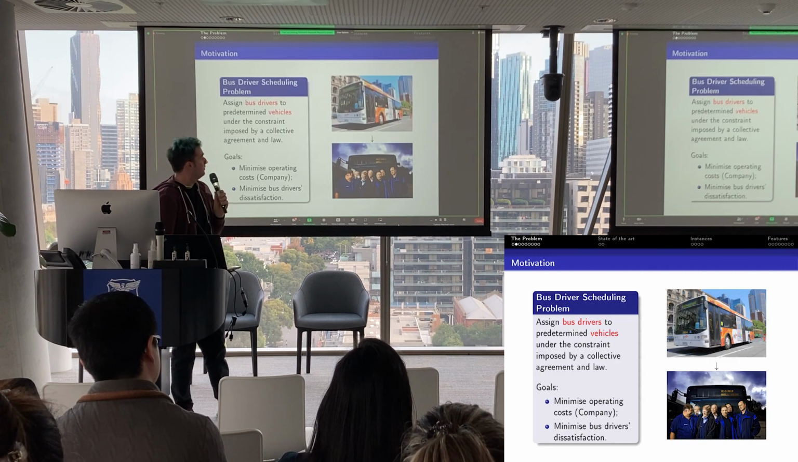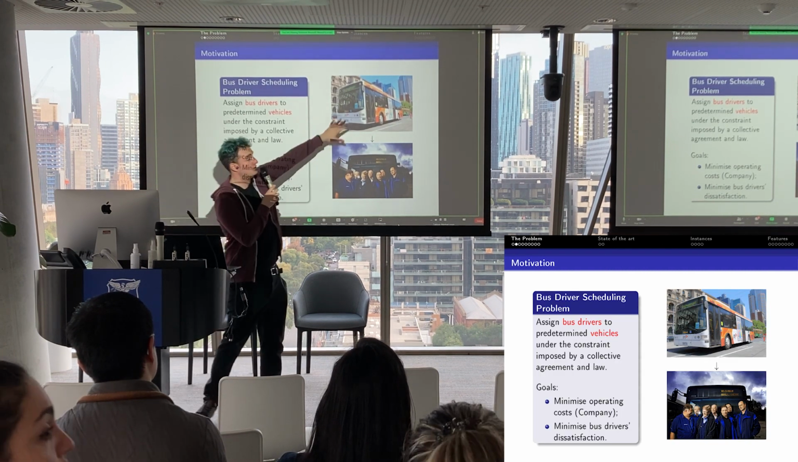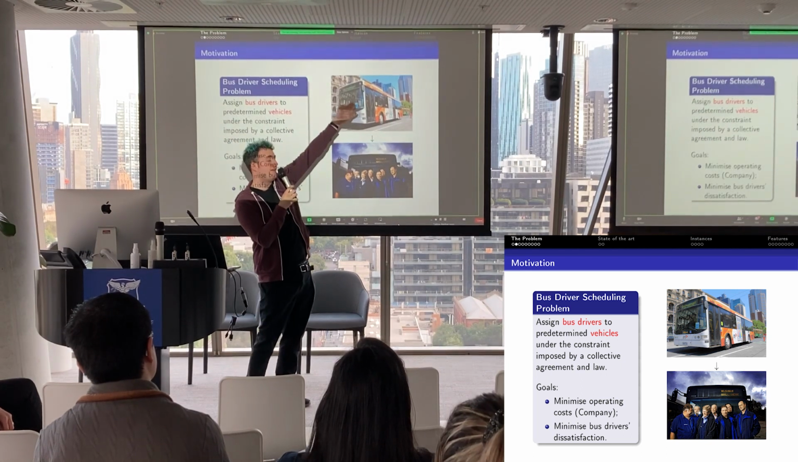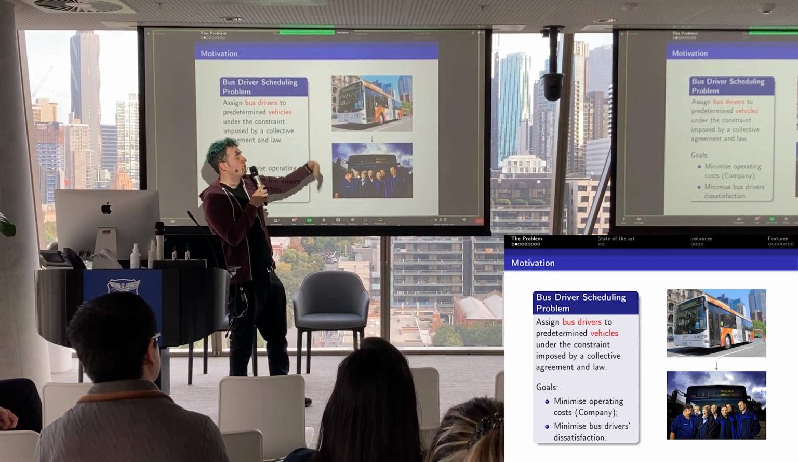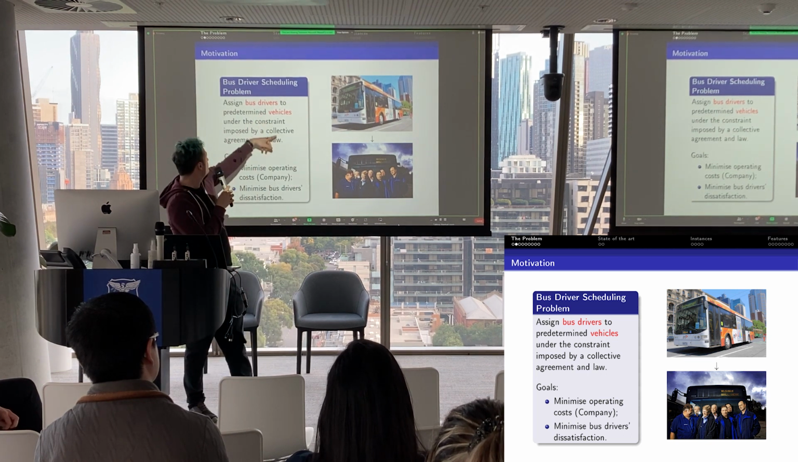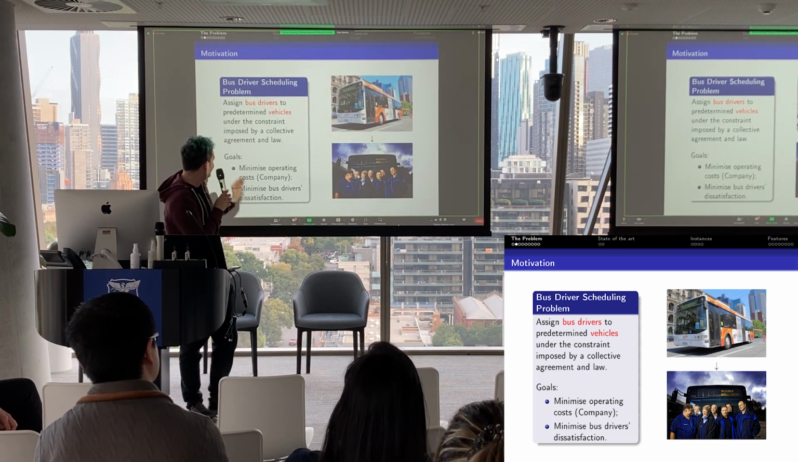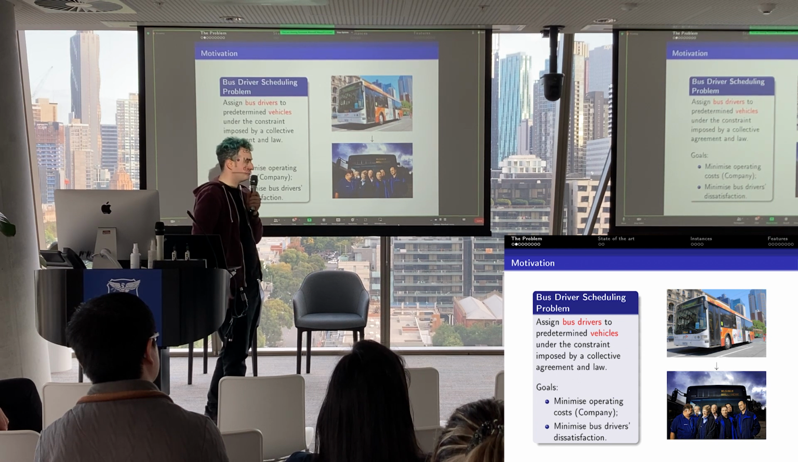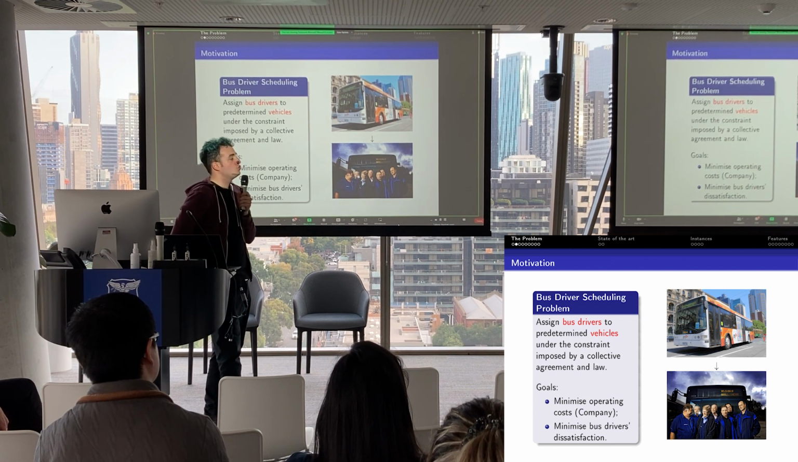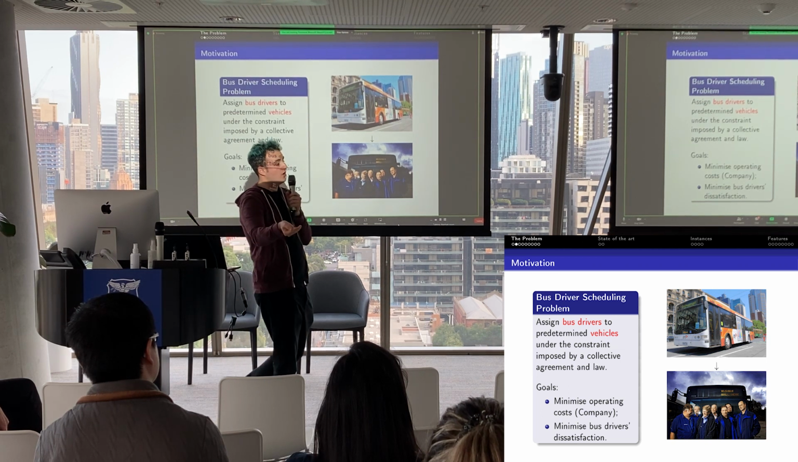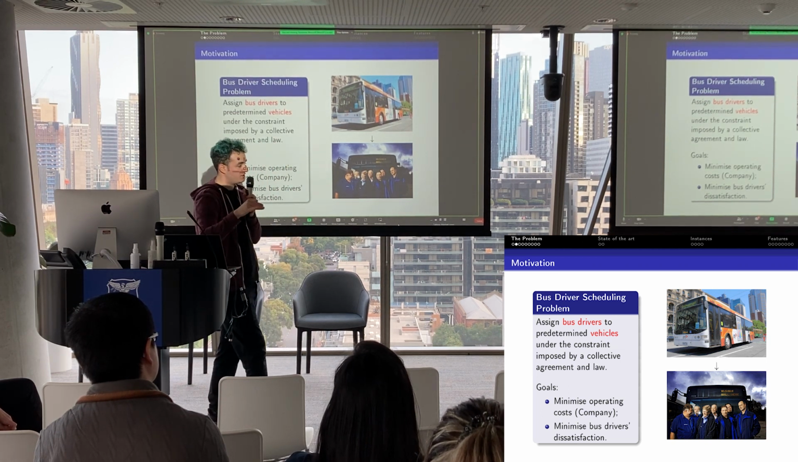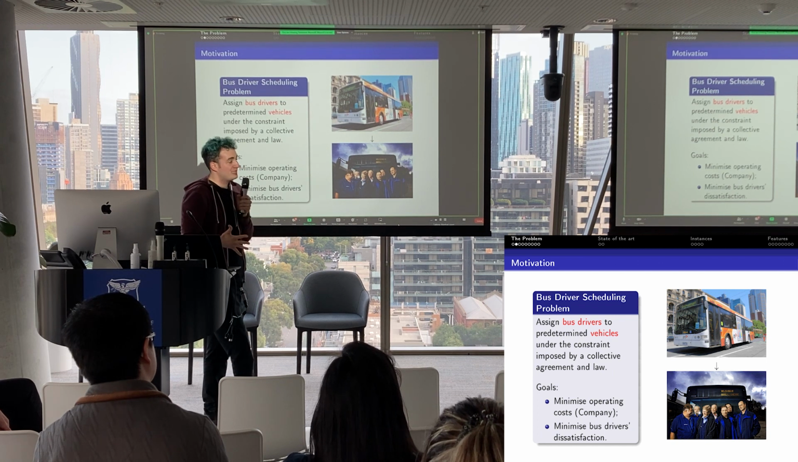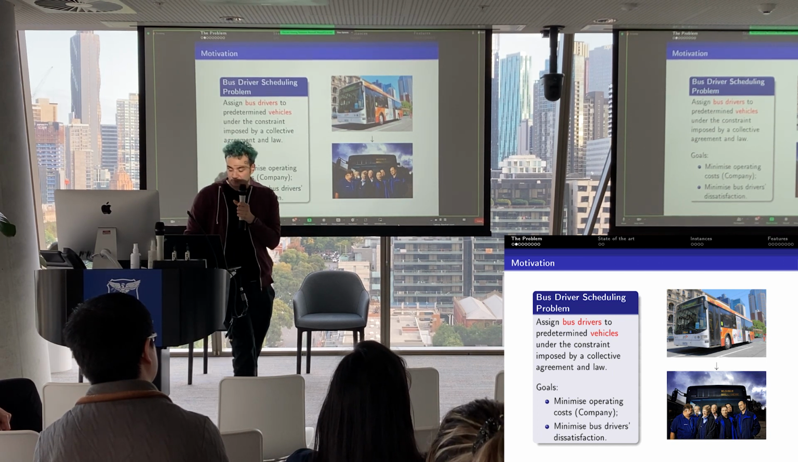In particular, we have a set of bus vehicles and a set of employees, of drivers, and we want to assign every vehicle to a driver. This is an optimization problem, so we want to do it in an efficient way, and of course we want to respect the laws and the collective agreements. We have essentially two goals. On one hand, the bus company wants to save money and minimize the costs. On the other hand, the employees want a better working environment, so we want to maximize the satisfaction of the employees.